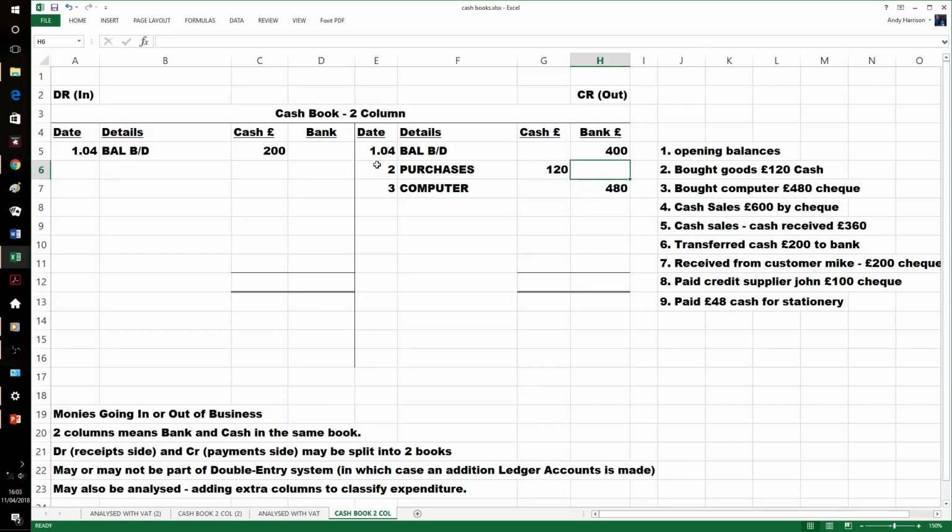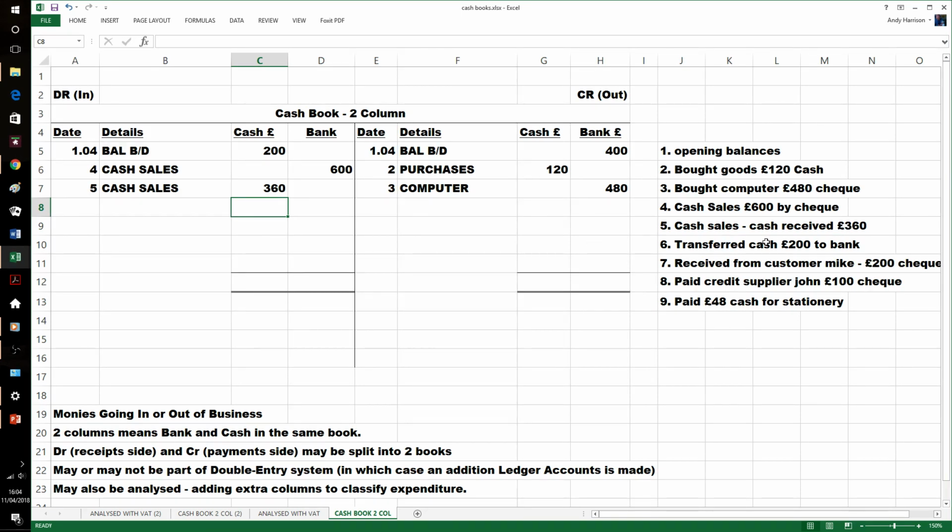Then we got some money coming in, much needed. Cash sales or just sales, and it's a cheque, so it's £600 coming into the bank. Whereas number 5, the next one, is also a cash sale, except that's cash received. Then we've got an item that goes on both sides.